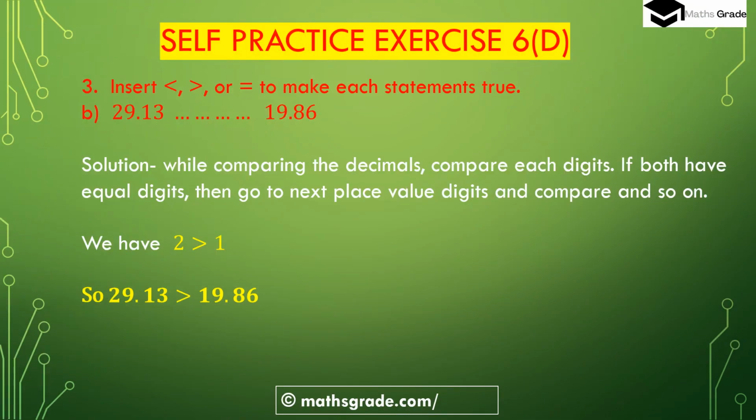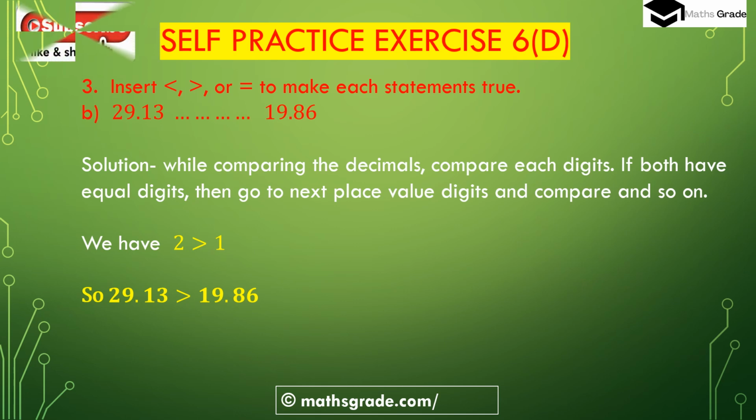Now we'll solve question number second, part B: 29.13 and 19.86. We have to compare these two decimals. While comparing the decimals, we have to compare each digit. If both have equal digits, then go to the next place value digits and so on.